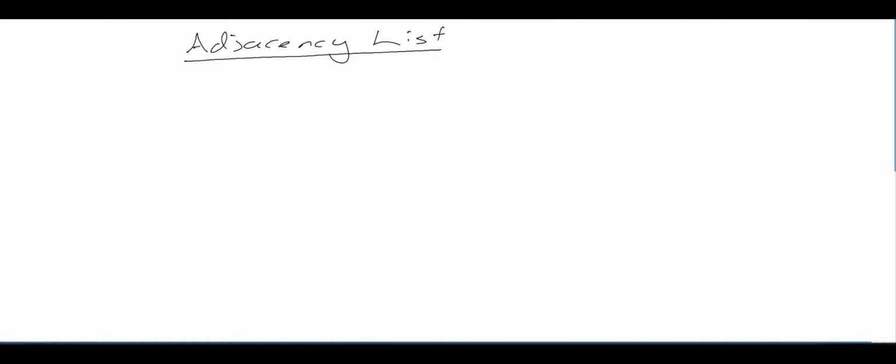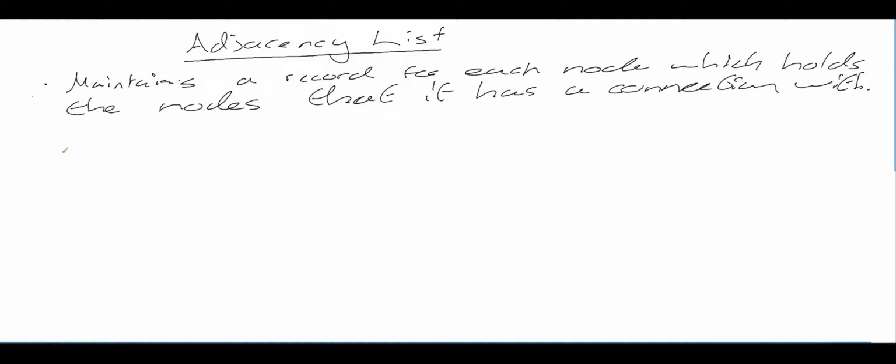In this tutorial video, I'm going to be going through the adjacency list, and this is one way that we can implement a graph in software, so how we can represent a graph in software. So, how does an adjacency list work? Well, an adjacency list works by maintaining a record for each node which holds the nodes that it has a connection with. So let's have a look at some examples of how we can construct adjacency lists from graphs.